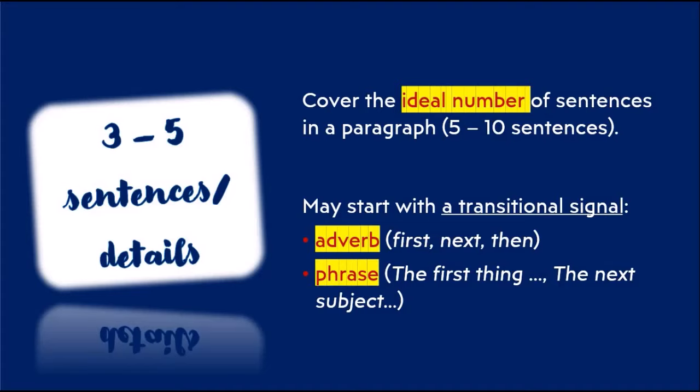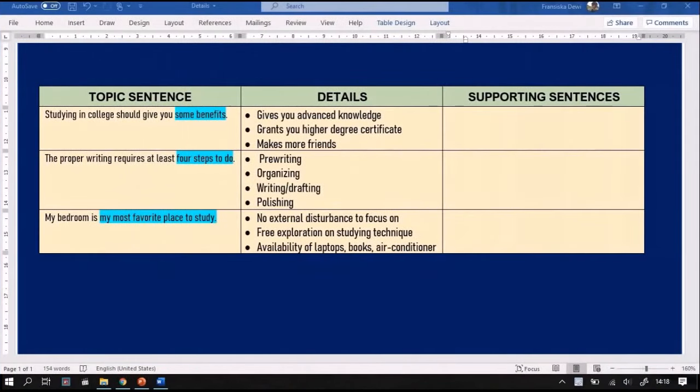The first one is using adverbs. When you use adverbs, most of them use a comma after it. Okay, first, comma, next, comma, then, comma, because the adverb stands by itself. The other signal is by using a phrase. The phrase here is in the sentence, so you don't need the comma, but it must be within the sentence. The first thing that I have blah blah blah, the next subject to blah blah blah, so it's in the flow of one sentence.